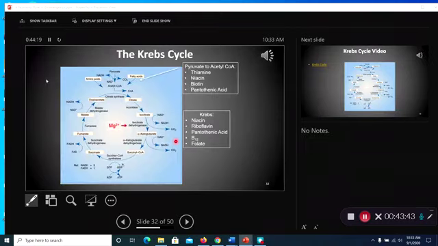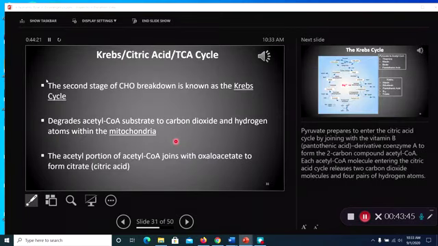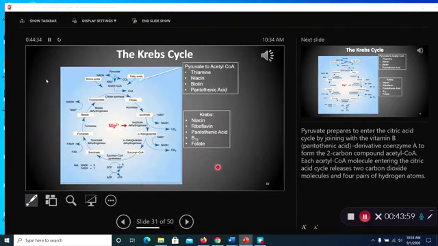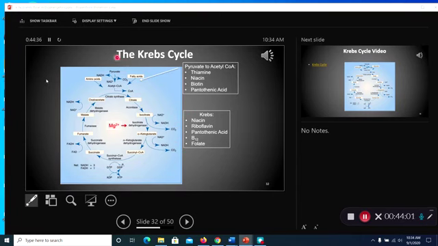Let's see if I've got a step for that. Oh yeah, it's on the next page. We'll talk about it. The acetyl portion of acetyl-CoA joins with oxaloacetate. It's the first intermediate in the Krebs cycle, 4-carbon structure. How many times have I said that? Quite a few. To form citrate or citric acid. So here's the Krebs cycle. So here's pyruvate. Again, remember that's coming from anaerobic glycolysis. We are now inside the mitochondria. That's where the Krebs cycle lives.